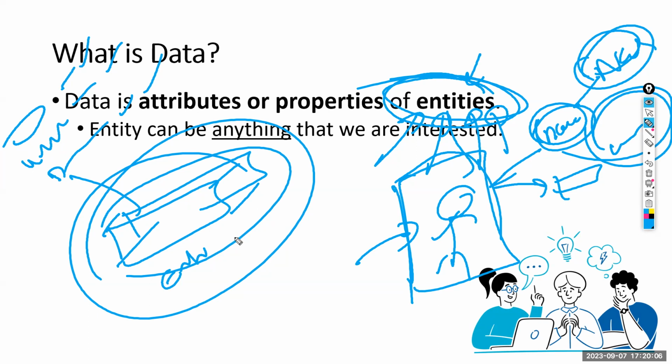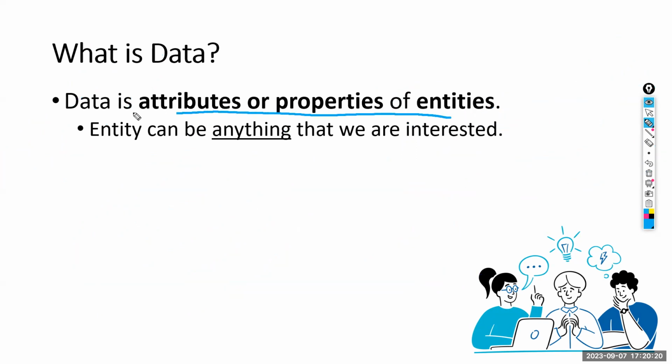So what is meant by data? Data is attributes or properties of any entity. Then what is an entity? That is the next thing you have to ask. An entity is anything that we are interested in.